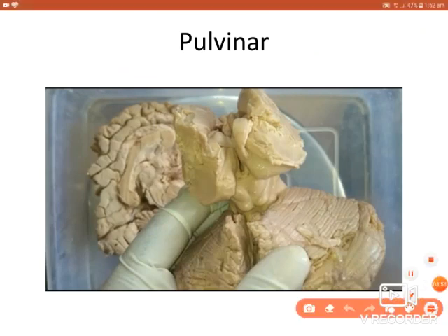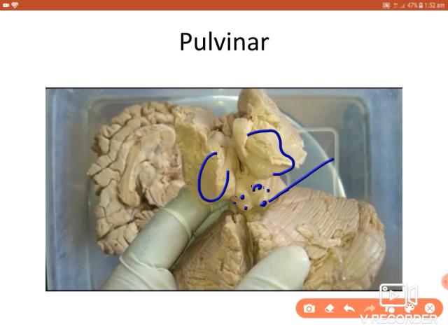Then we'll see the relations. Here you can see this is the posterior pole. This is the posterior part of the midbrain. There you can see these four elevations. This forms the superior colliculus. Here this is the inferior colliculus. The inferior colliculus is connected to the medial geniculate body by this area, the inferior brachium. That is part of the auditory pathway. Here the superior colliculus is connected to the lateral geniculate body by the superior brachium. It's part of the visual pathway. That forms the posterior relations. The posterior pole is also called the pulvinar.